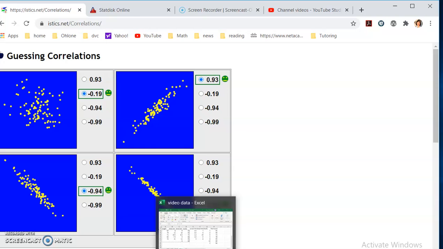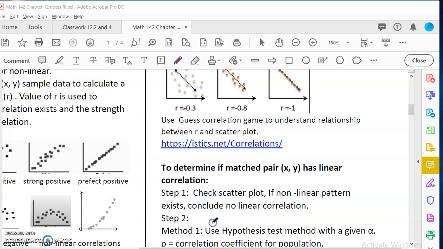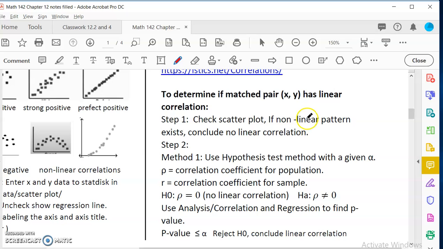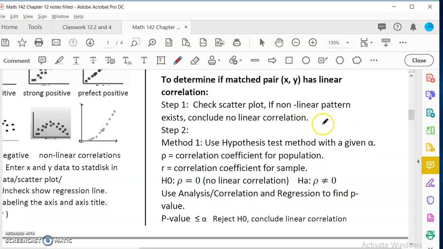I think the main thing you need to get in your head is when R is 0, there's no correlation. When R is 1 or -1, that's very strong. The next step is to determine if the matched pair has linear correlation. In general, we say if it's 1 or -1, that is very strong correlation. But where is the threshold? If I have 0.79, I have 0.8, is it strong?